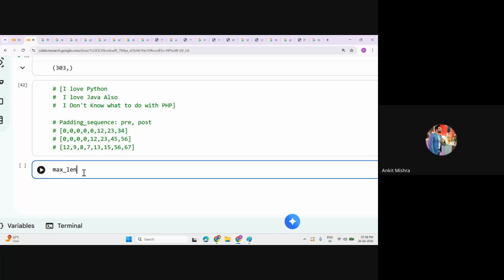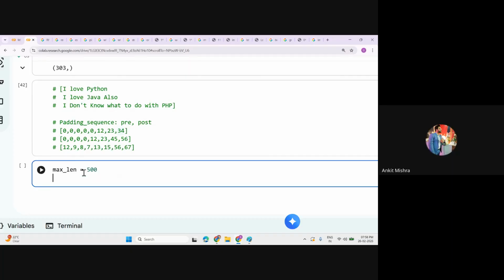We need the maximum length of padding that we want. If you pick the maximum length of training, you have to run a for loop over X train and then find the maximum length. But it's over to you. You can simply decide your maximum length. So let's write the maximum length like this.